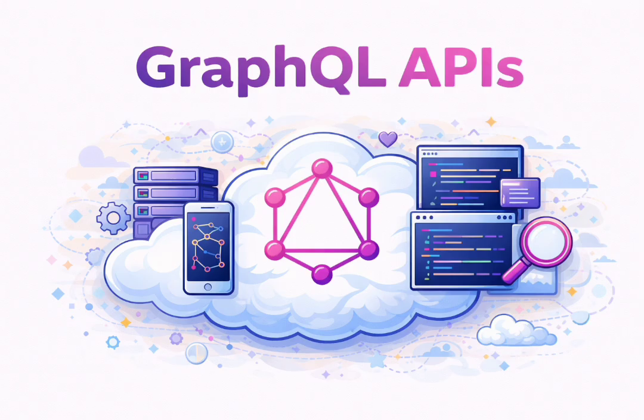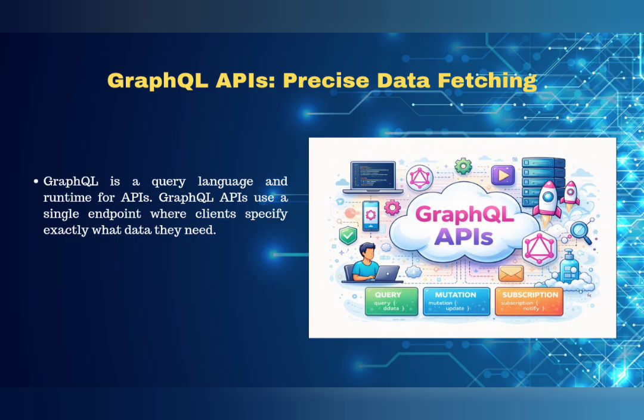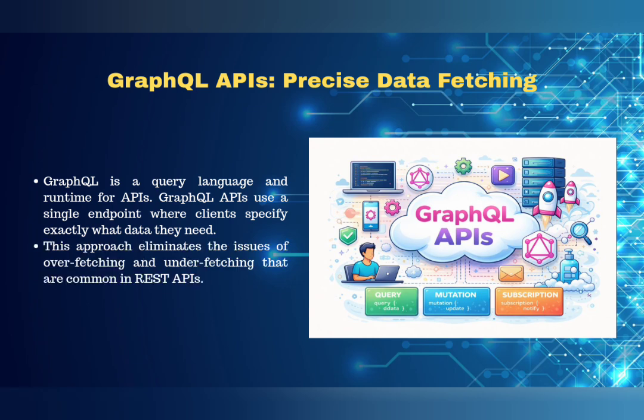Let's see GraphQL APIs. GraphQL is a query language and runtime for APIs. GraphQL APIs use a single endpoint where clients specify exactly what data they need. This approach eliminates the issues of overfetching and underfetching that are common in REST APIs.